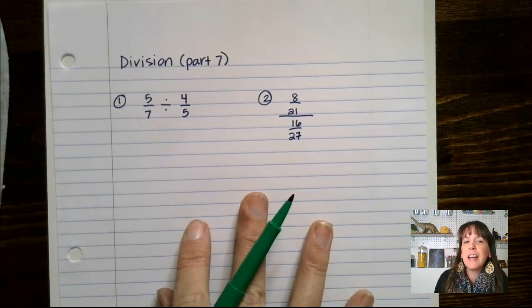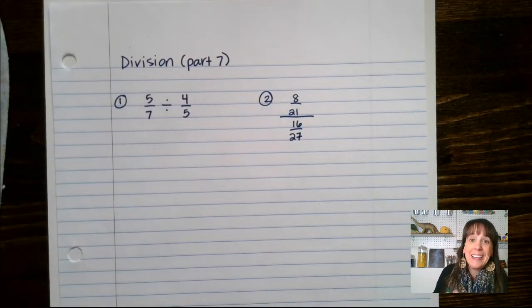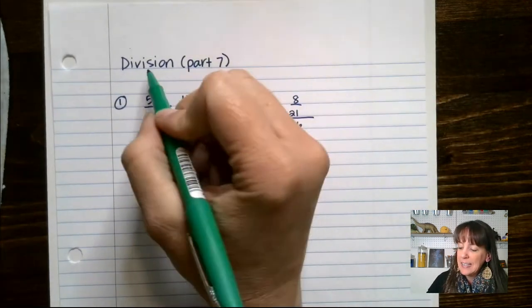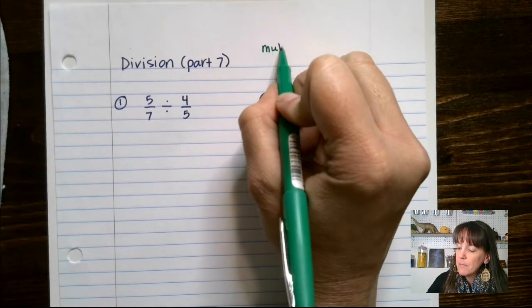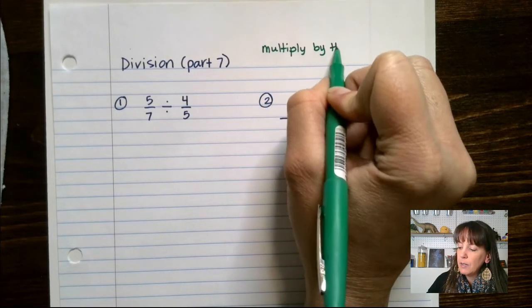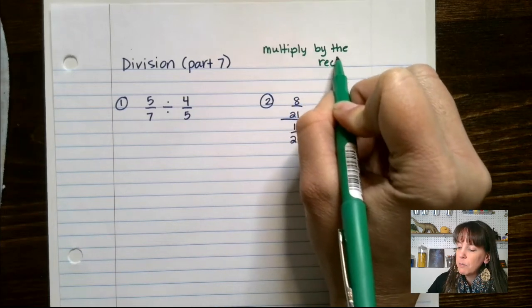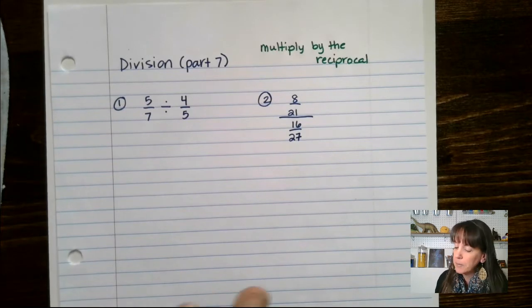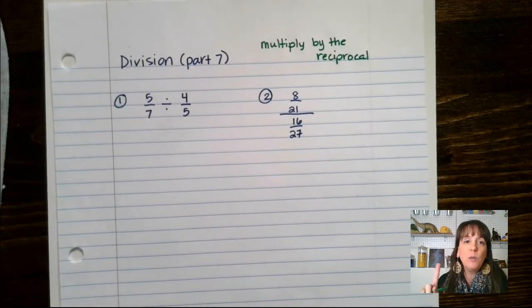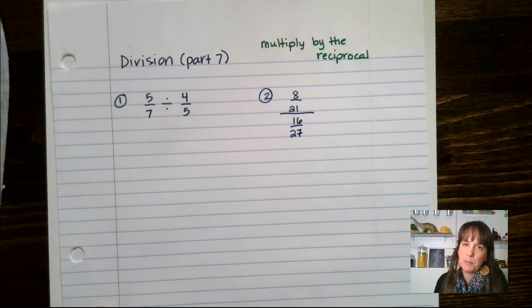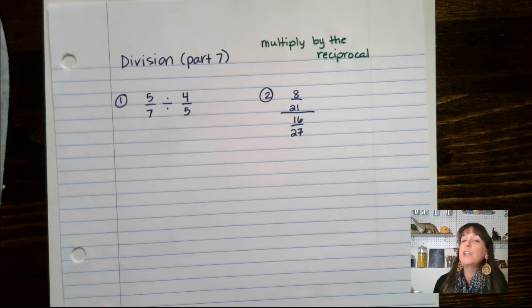Okay, so now it's time for us to talk about division. And here's the neat thing. We never divide fractions. What we do instead is we multiply by the reciprocal. I hope I spelled that right. I always mess that word up. So we don't divide by any fractions. We multiply by the reciprocal. You may have heard it as keep, change, flip.